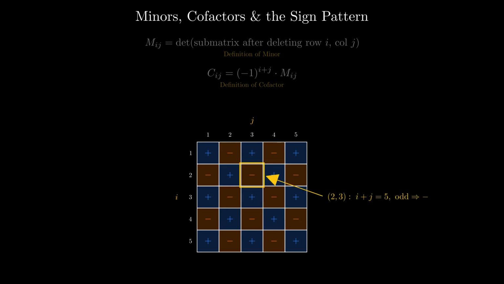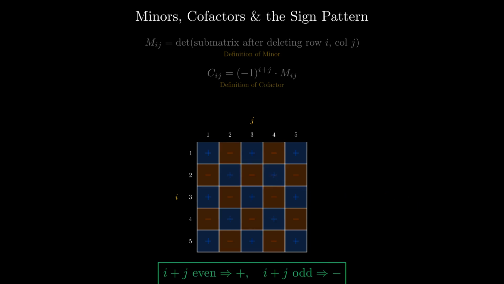For example, at position 2, 3, i plus j equals 5, which is odd, so the sign is minus. The rule is simple. When i plus j is even, the sign is plus. When i plus j is odd, the sign is minus. And the top left corner is always plus.